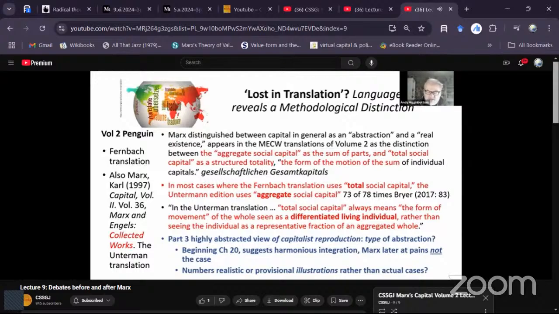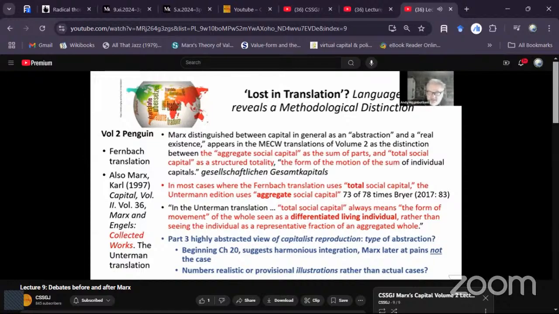Now, why is this important? It's very clear that part 3 is a very abstracted view of capitalist reproduction, but there is also a question of what do we mean by abstraction, right? Is the whole more important than the parts, and what's the relation between the parts and the whole? And what we read when we first started reading chapter 20 is there's a slight tendency to suggest that it's an organic whole.